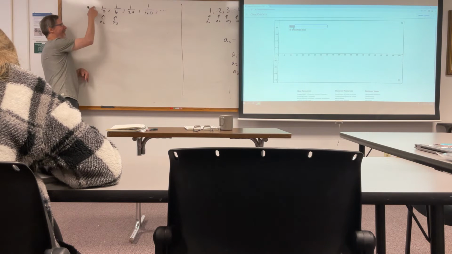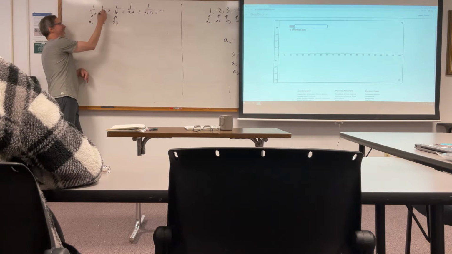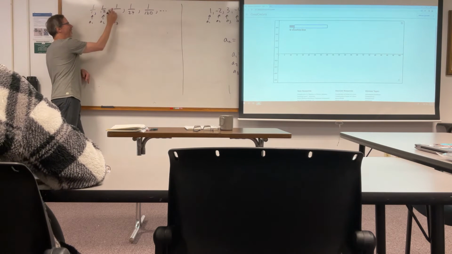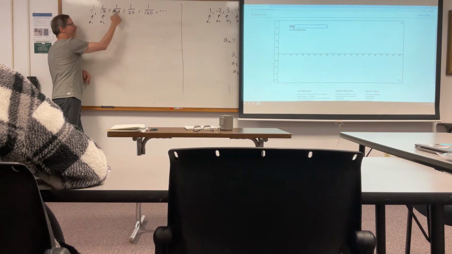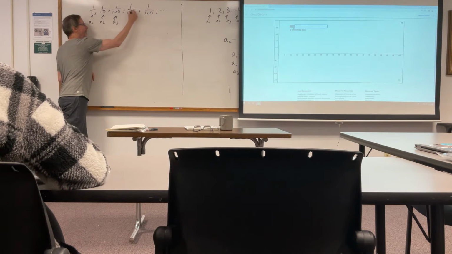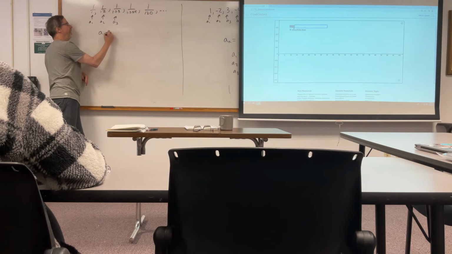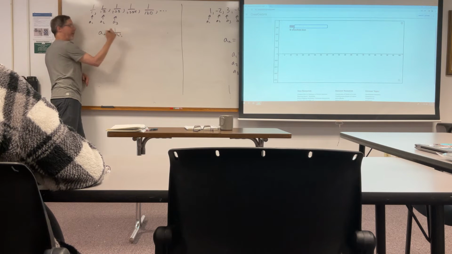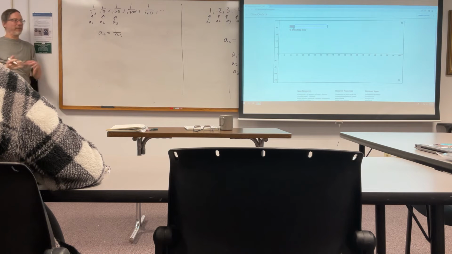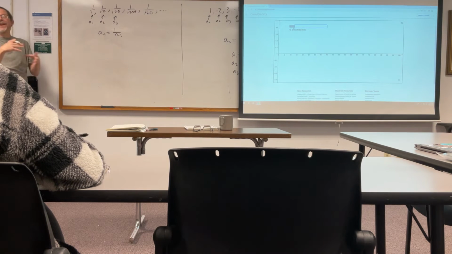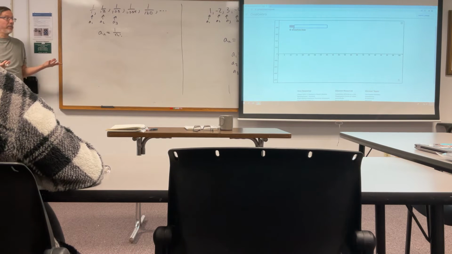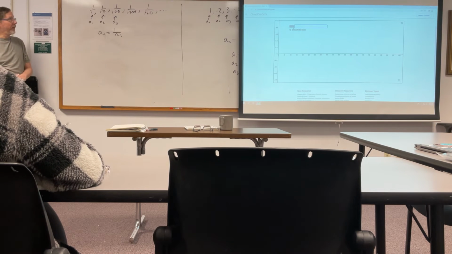This is 1 over 1. This is 1 over 1 times 2. 1 times 2 times 3. 1 times 2 times 3 times 4. So A sub n is just 1 over n factorial. Nice formula. And if you remembered the factorial, you caught that. If not, it might have been a little painful.